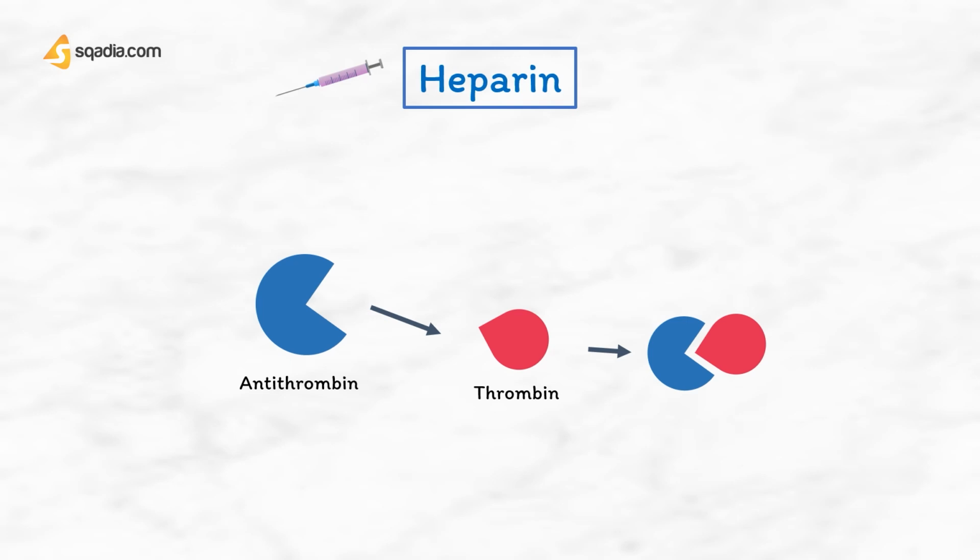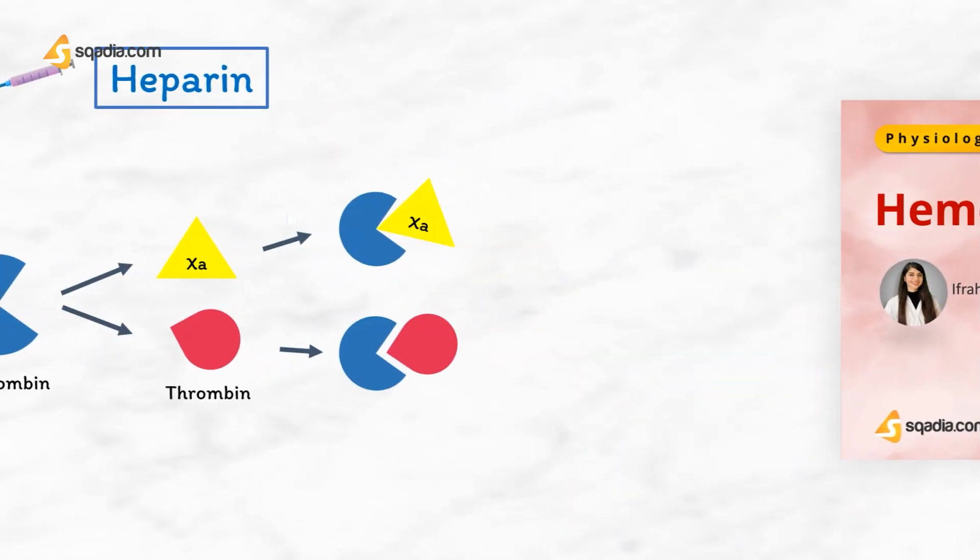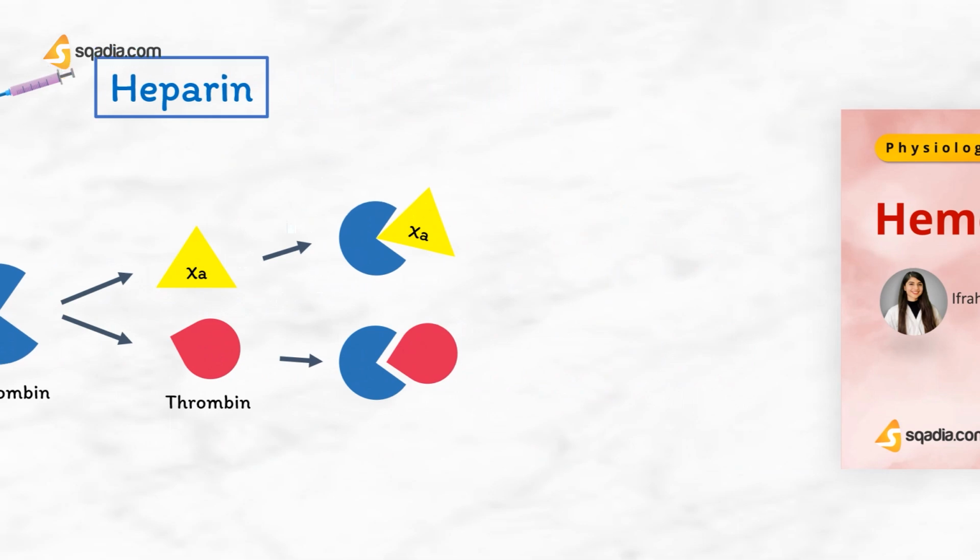Heparin increases the rate of complex formation 1,000-fold, causing the almost instantaneous inactivation of thrombin. The heparin-antithrombin III complex also inhibits factor Xa and some other factors, hence stopping the coagulation cascade. To learn more about the coagulation cascade, go watch our video, Hemostasis.